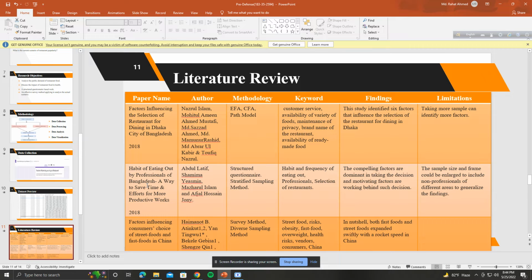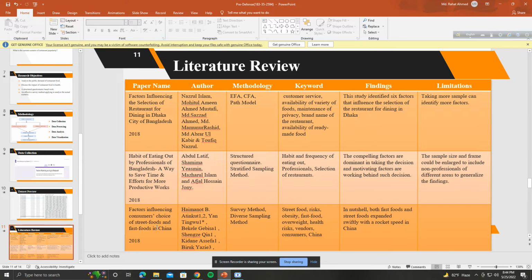Second one is Having Habit of Eating Out by Professionals of Bangladesh, a Way to Save Time and Effort for More Productive Works. It is also a work from 2018. This paper's methodology is structured questionnaire and stratified sampling method. Findings of this paper are that the compelling factors are dominant in taking the decision and motivating factors are working behind such decisions. Limitation of this paper is that the sample size and frame could be enlarged to include non-professionals of different areas to generalize the findings.